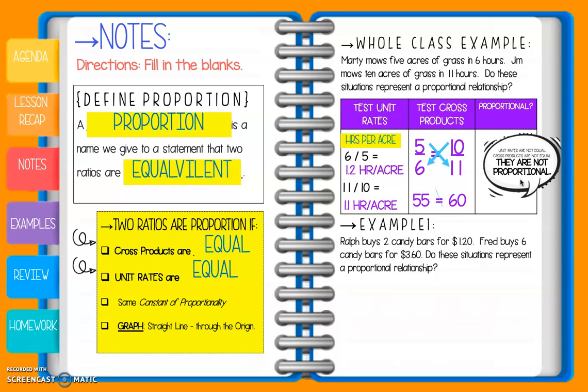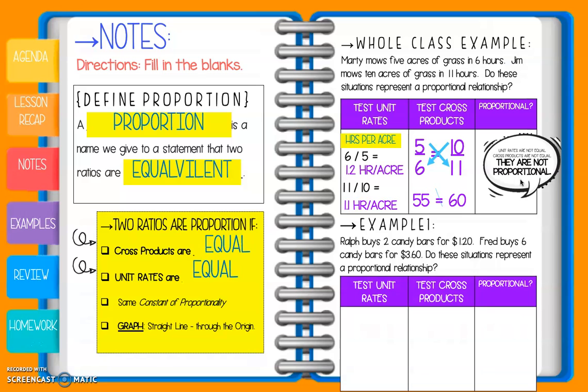Example 1. It says Ralph buys 2 candy bars for $1.20. Fred buys 6 candy bars for $3.60. Do these situations represent a proportional relationship? So first off, we're going to test their unit rates, then we're going to test their cross products, and then we're going to determine if they are proportional or not.